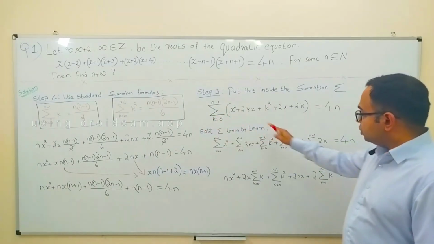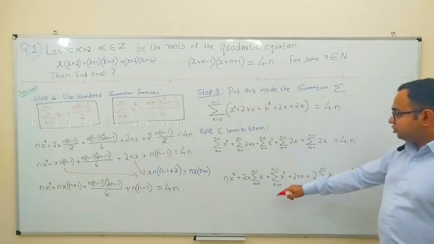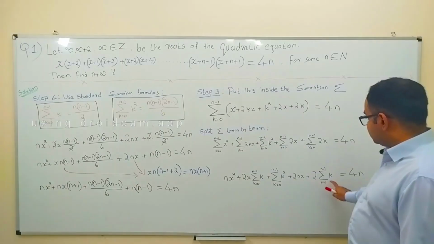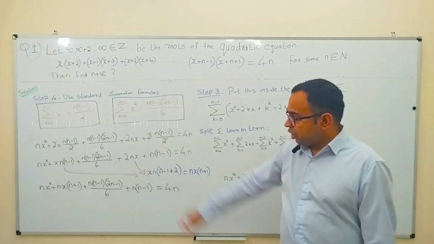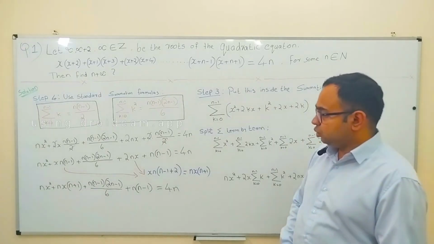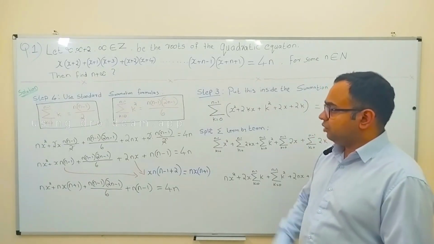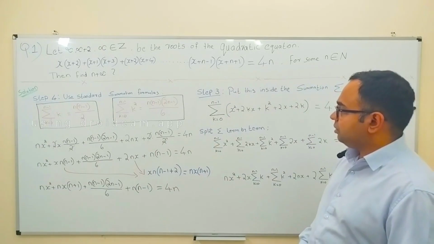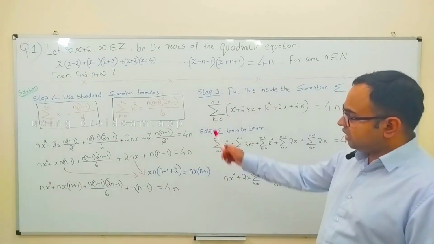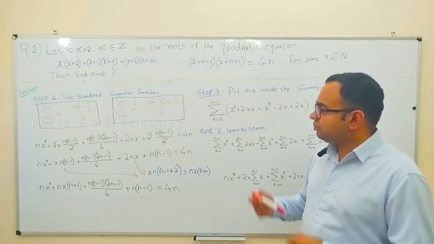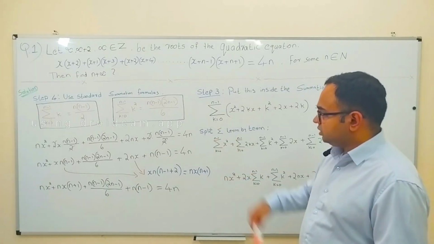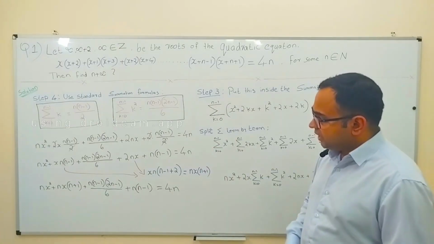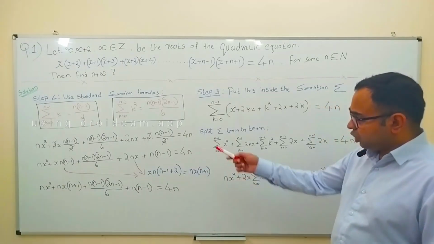We substitute into our original equation in place of summation k² and summation k. So after substitution, we get an equation like this: nx² plus 2x times n(n minus 1) divided by 2, and n(n minus 1)(2n minus 1) divided by 6, plus 2nx plus 2 times (n minus 1) divided by 2, is equal to 4n. After doing some algebraic simplification, we cancel the terms in each numerator and denominator. Then again we get another equation.